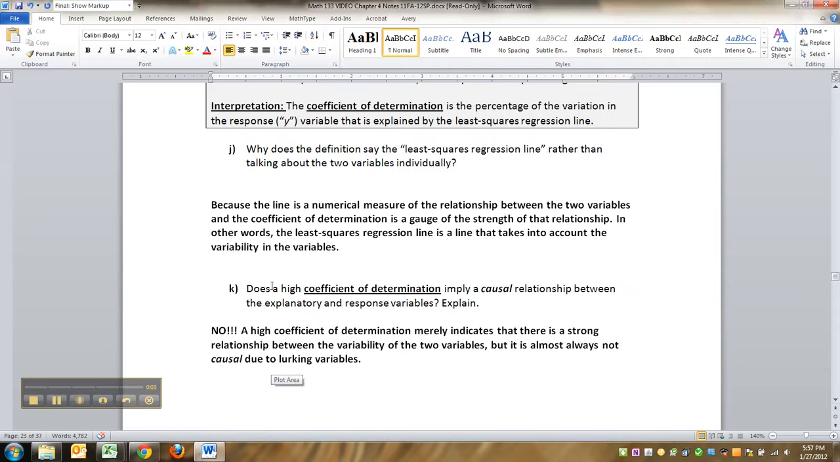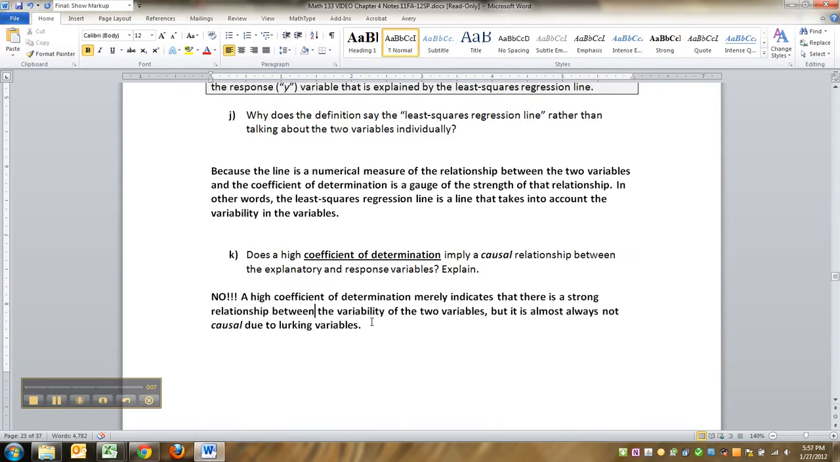We got cut off just a little bit there, but I was just talking about this problem right here, where if you have a high coefficient of determination, does that imply a causal relationship? And of course, a high coefficient of determination goes hand in hand with a high correlation coefficient, because it's just the square of the correlation coefficient. And so the answer to this is a big fat no, right?